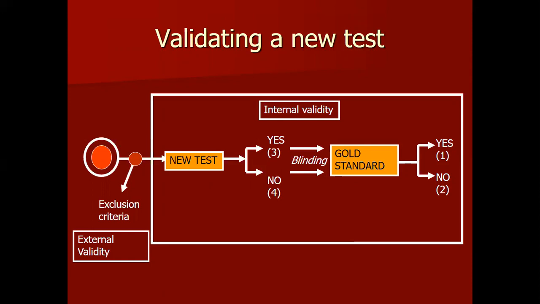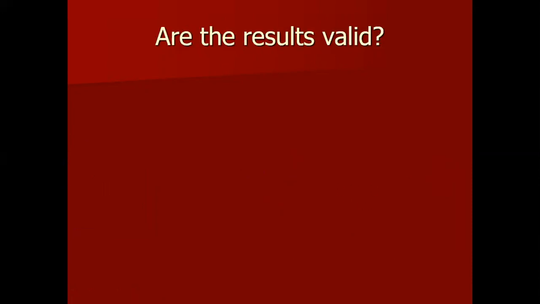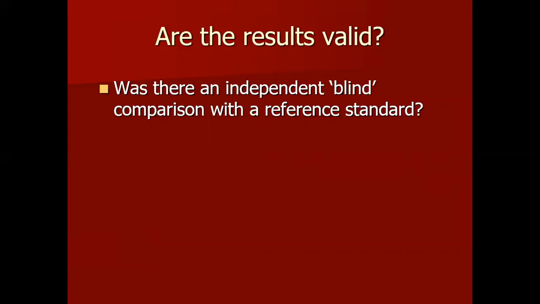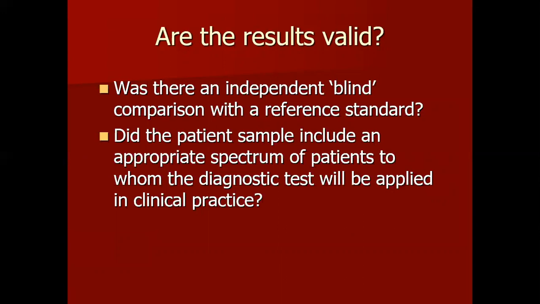Right? And sometimes they refer to the new test as the index test. So that's the other way they refer to the new test, the index test. And sometimes they refer to the gold standard as the reference test, the reference standard, right? Just words, they all mean the same thing. So the new test is sometimes called the index test, and the gold standard sometimes is called the reference standard. Now, was there an independent blind comparison? We said what blind is, and the reference standard.